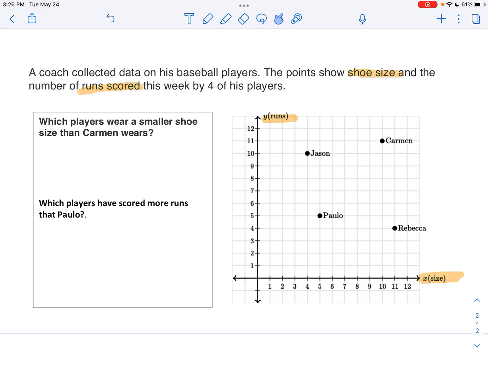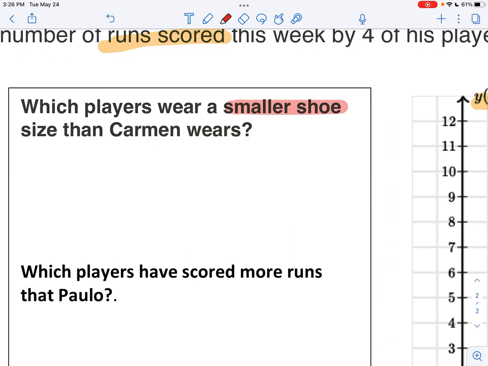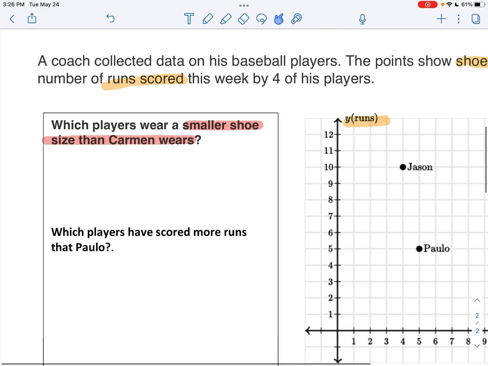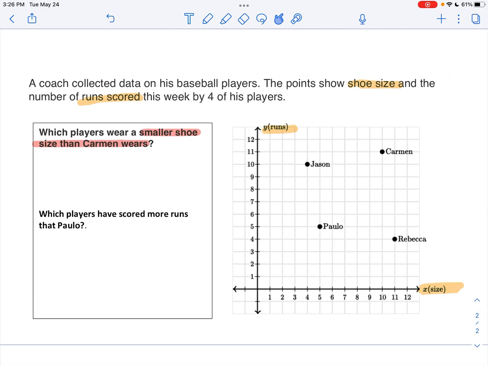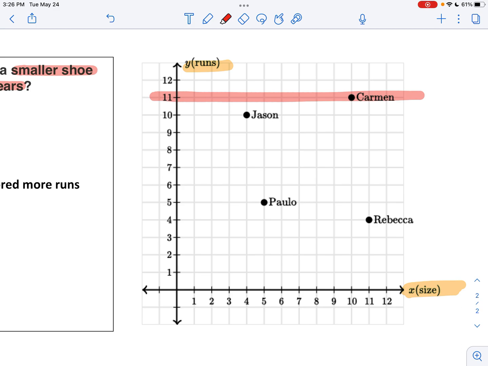So the first question says, which player wears a smaller shoe than Carmen wears, a smaller shoe size? So I'm going to find Carmen, and I'm going to look across and I'm going to say 11. Kind of feels like 11. Carmen wears a size 11. But if I look back at what it said on the y-axis, that says runs. That means Carmen scored 11 runs or 11 points. So that's the wrong direction.